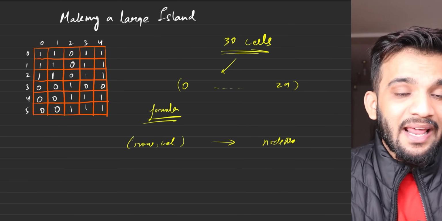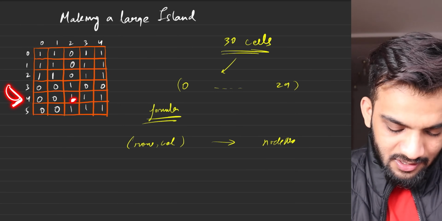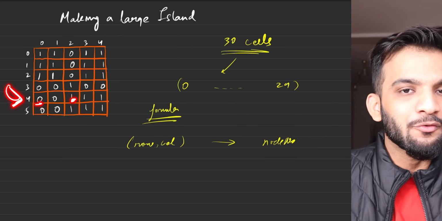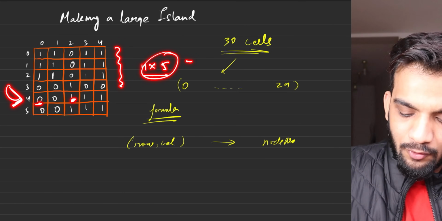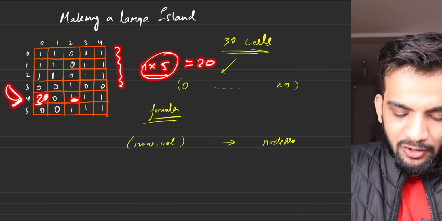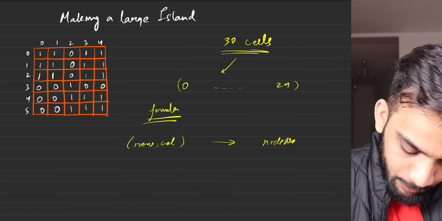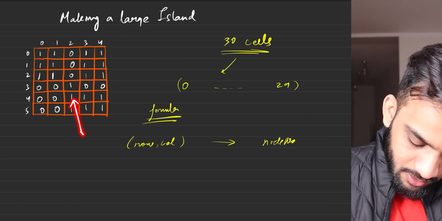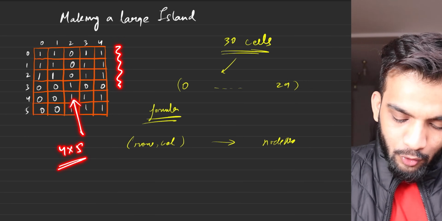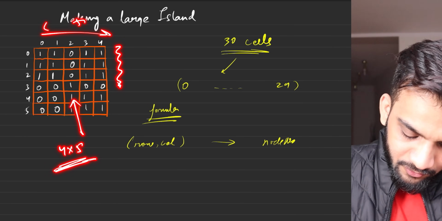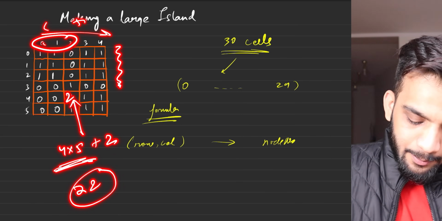So can I say, if I'm looking for this row and this cell, I know what this row starts with. 4 into 5, because previously there were 4 rows. So 4 into 5, 20 cells have gone. So this will start from 20. And I have to travel this much along the column, which is 2. So I can say 4 into 5, because I've traveled 4 rows and each had 5, plus I have to travel this much, that's 2, which makes it 22. So the cell number is 22.